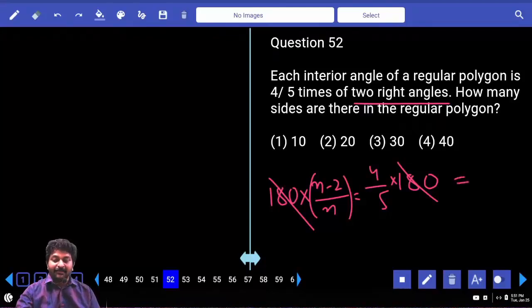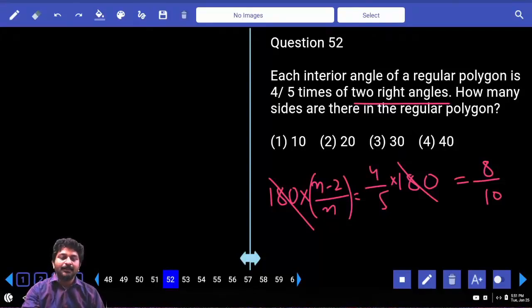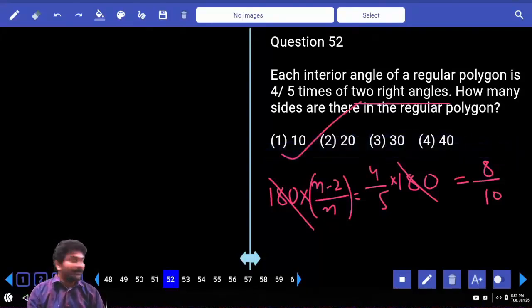I can even write 4 by 5 as 8 by 10, because on the left hand side the difference between numerator and denominator is 2. So on the right hand side also I will check that condition. So 8 by 10 we can write. So n is equal to 10.